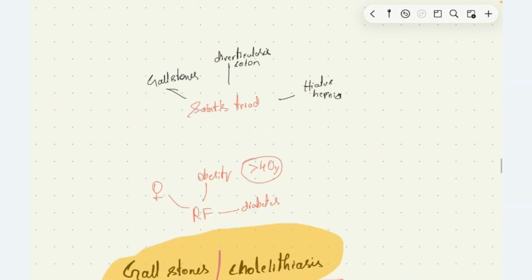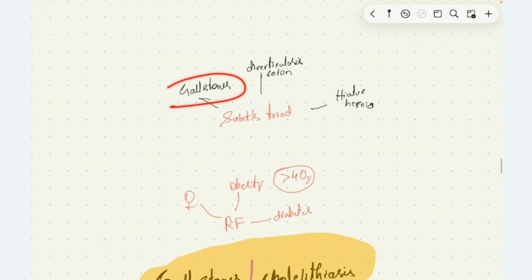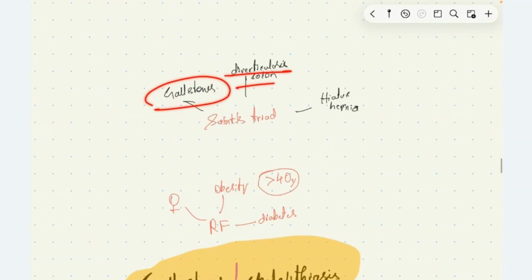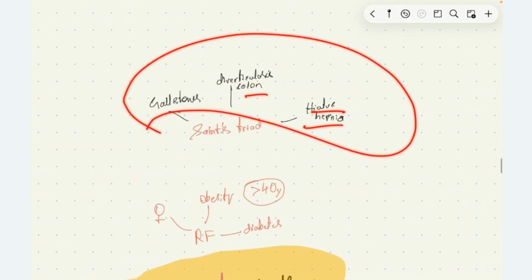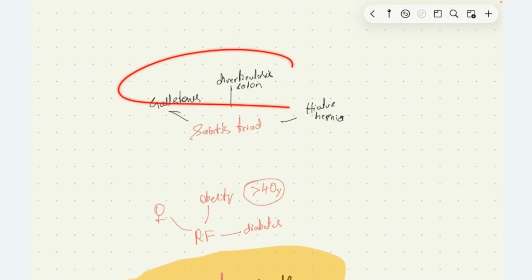We have a triad characterized by the occurrence of gallstones, diverticulosis of the colon, and hiatus hernia due to shared risk factors of these conditions. So this occurrence of these distinct conditions is called Saint's triad.